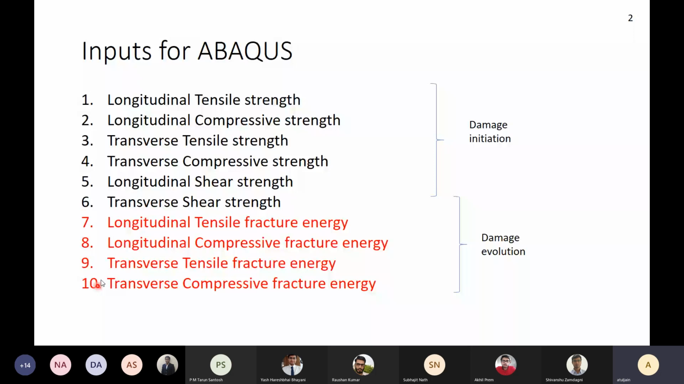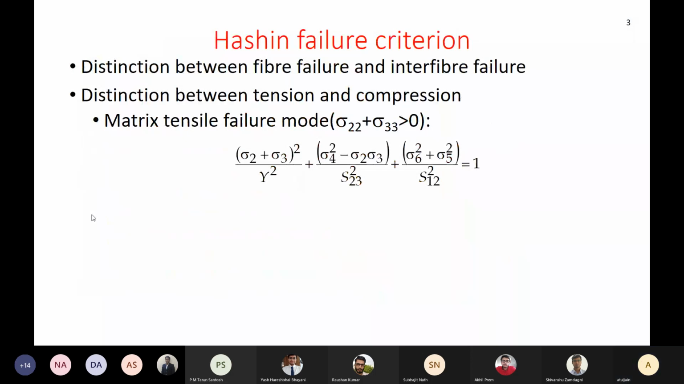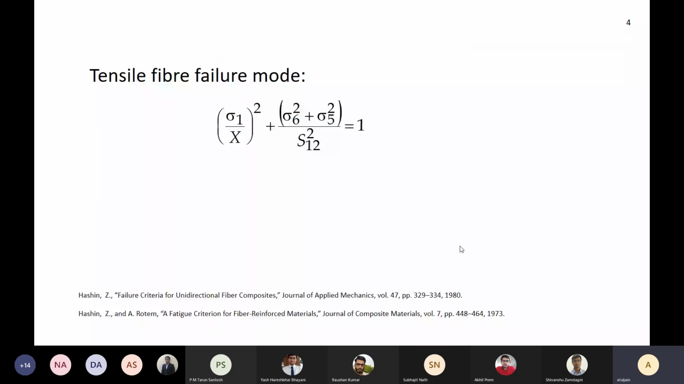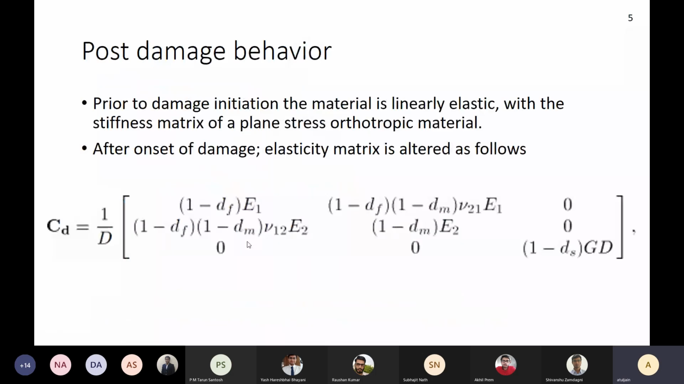Let's try to understand what is happening. The Hashin failure criteria distinguishes between fiber and interfiber failure, and between tension and compression. This is something we have discussed. For example, for matrix tensile failure this formula is there, and for matrix compressive failure this formula is there, which we already discussed last week, and we also solved a numerical. Similarly for fiber tensile failure and compressive failure. These are the 2 papers, 1980 and 1973, rather old papers, but they were the first ones to make this failure criteria. Now, post damage, what happens?